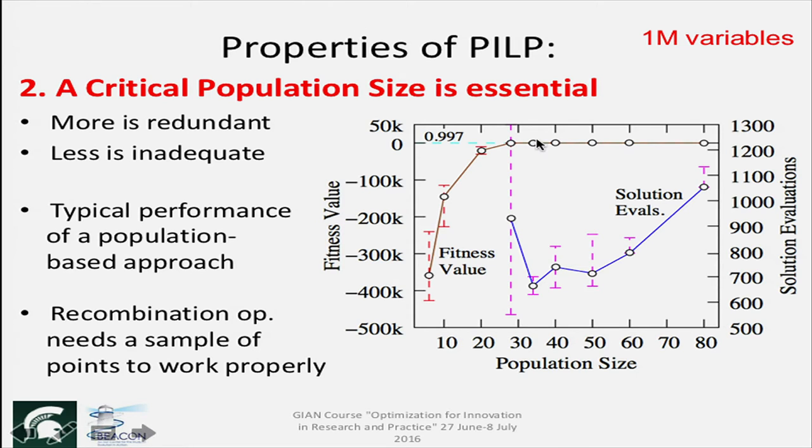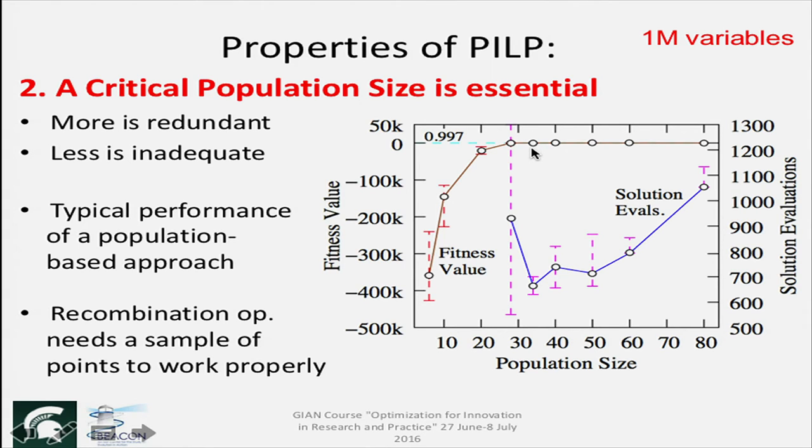So we go to 34 now. And now look at the standard deviation. It's not there. You cannot even see it. All these standard deviations, you cannot even see. So every time you run, you get the optimum, which is 0.997, 99.7% metal utilization. So that says the critical population size is around 34.